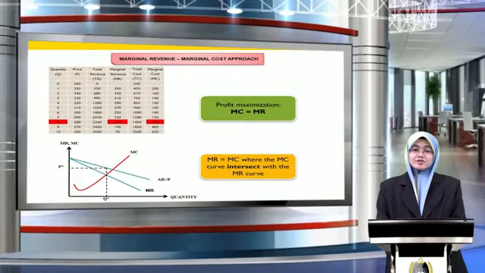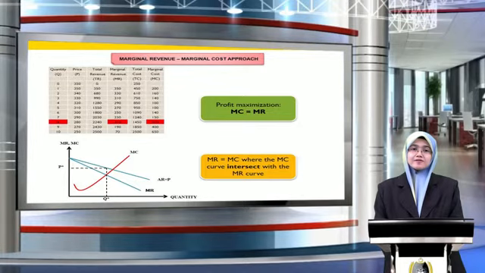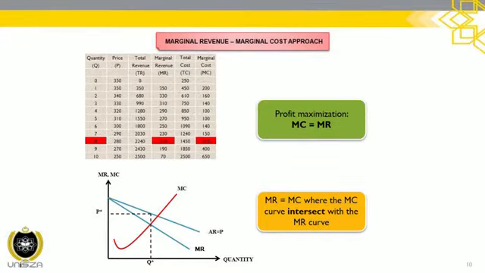The second approach is the marginal approach. To find the equilibrium level, the firm must compare the marginal revenue and marginal cost. A firm will maximize profit at a point where marginal revenue is equal to marginal cost. From the table, the marginal revenue equals marginal cost at 8 units of output. It means that to achieve maximum profit, the firm should produce up to 8 units of product.